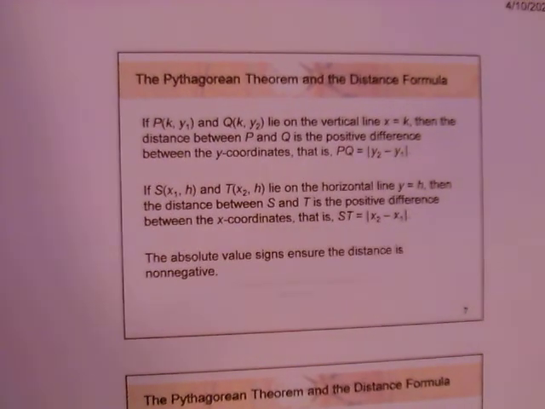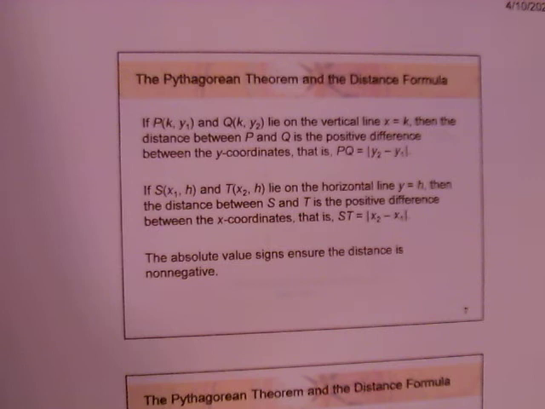So if P has the ordered pair (k, y1) and Q has the coordinates (k, y2) and they lie on a vertical line x = k, then the distance between P and Q is the positive difference between the y coordinates. That is, PQ is the absolute value of y2 minus y1. The vertical line means the x coordinate will be the same for both P and Q.